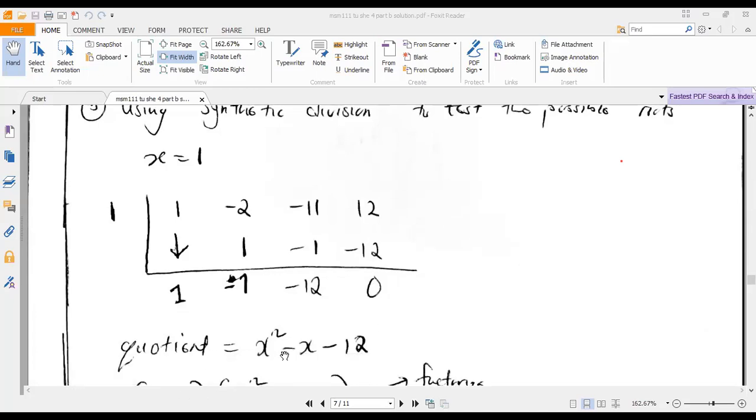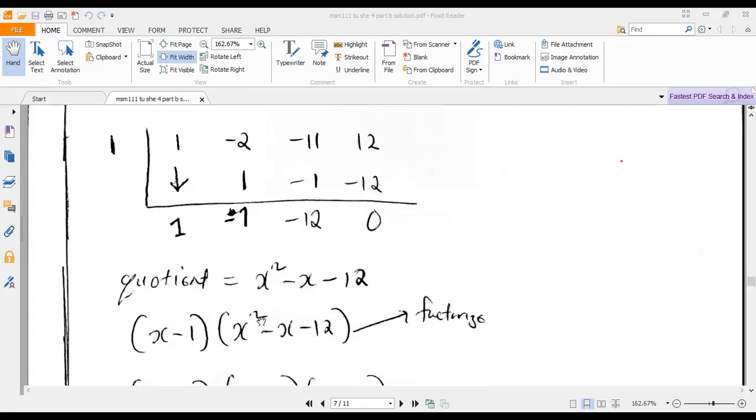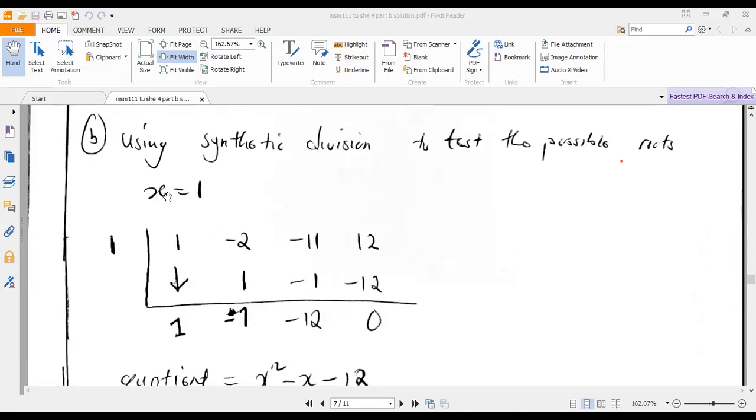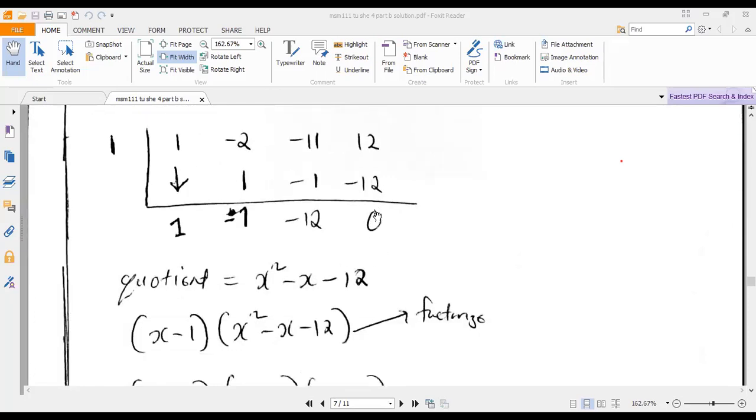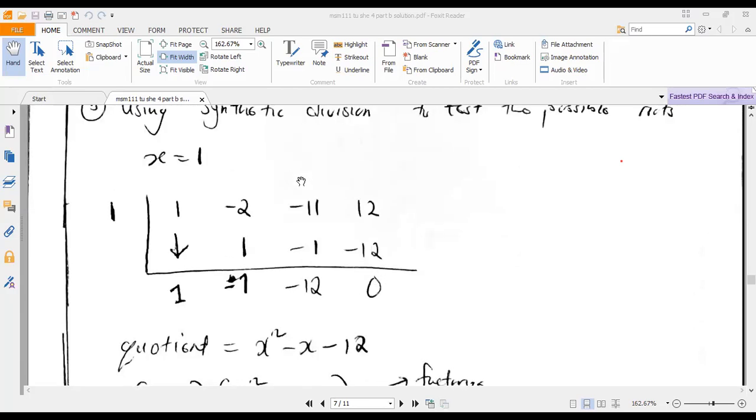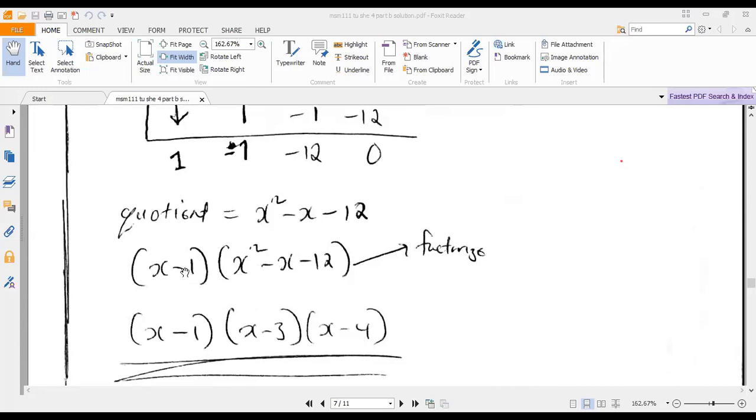So the quotient is x squared minus x minus 12. The question, which is part C, is saying to use the quotient from part B to find the remaining roots and solve the equation. So if we want to find the remaining roots, since we know that x equals 1, and we have discovered that here it's giving us a 0, which means that x minus 1 is a factor. So x minus 1 here is the factor.